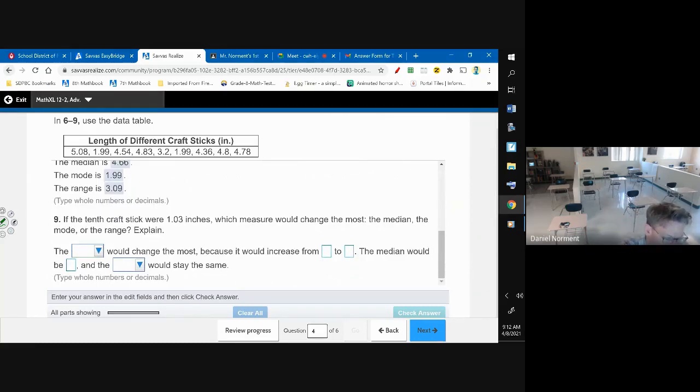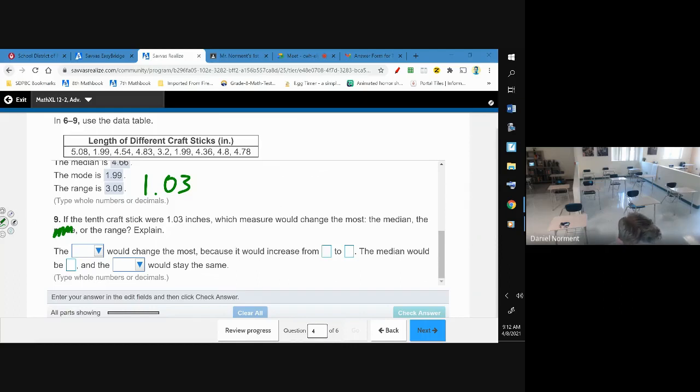So if I put 1.03 here, and then I put all the other numbers like I had in order, I really don't want to do it again. So I'm not going to do the whole thing for you. Thank goodness this is the last question for this problem. So would the median change? That's the middle number. It would definitely change. What would change? Oh, it says what would change the most? Am I going to have to do this for you? Can you do this on your own? The mode would not change. We know that. It's still going to be 1.99.